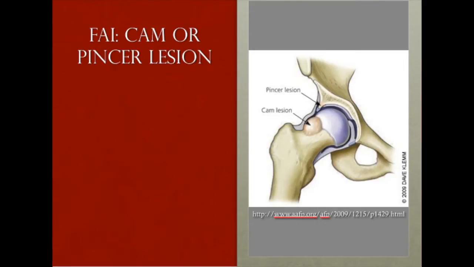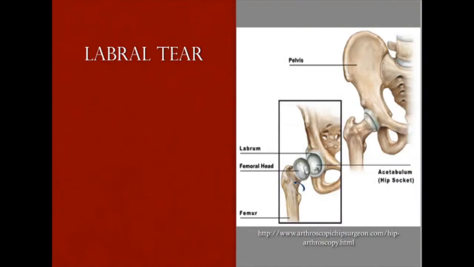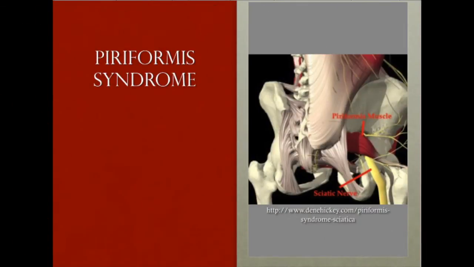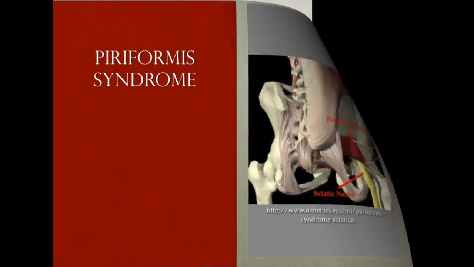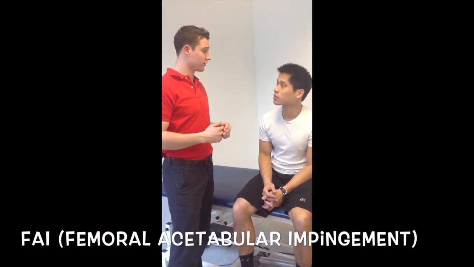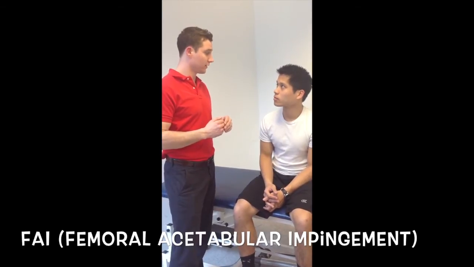This is a picture of femoral acetabular impingement, or FAI. This picture is depicting a cam and a pincer lesion. This picture is showing a labral tear. This picture shows where the piriformis is located in the body and how it is positioned relative to the sciatic nerve.